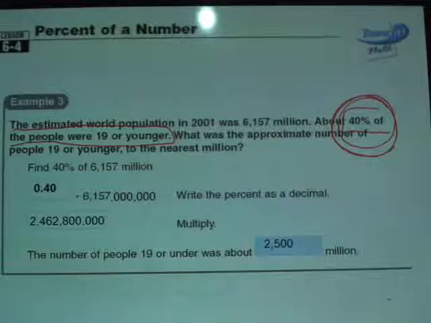6,157,000,000, which is what you can see is written out on the screen, and is a little bit different than your note-taking guide, where they just wrote 6,157 million as 6,157, because then they just wrote the word million after it. But as you can see, I'm showing this to you as the actual number.